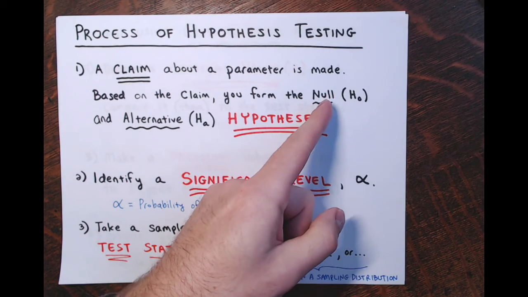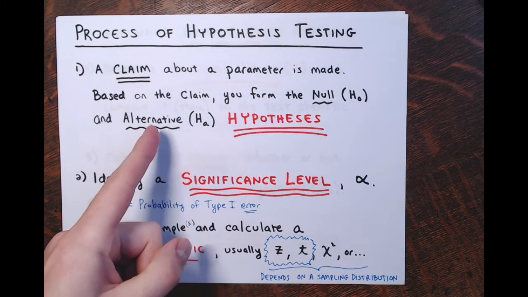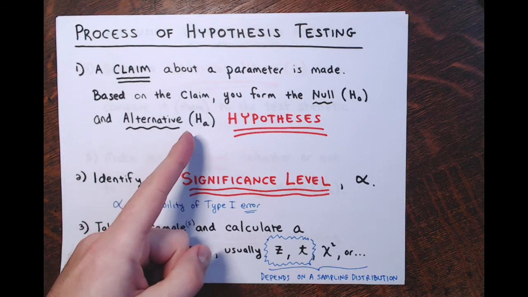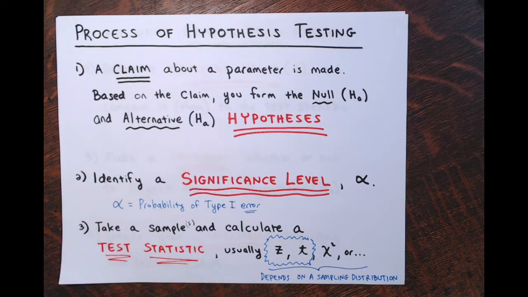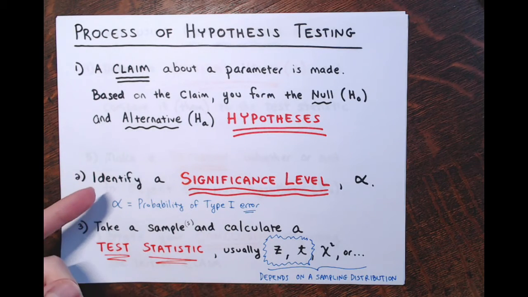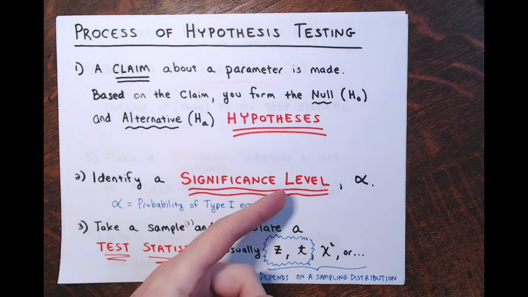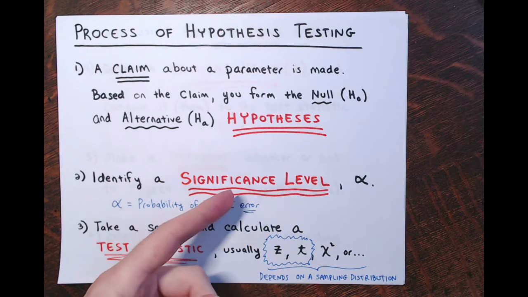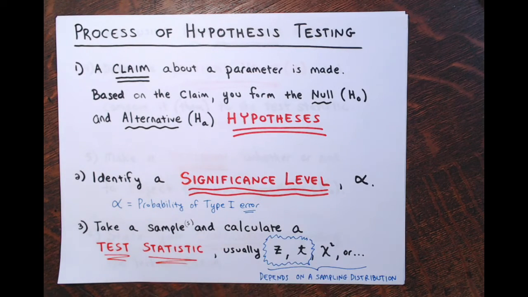One's called the null hypothesis, H0. One's called the alternative hypothesis, HA or H1. And how these are formed will be discussed in another video. Then after this, we identify a significance level. This significance level is called alpha.